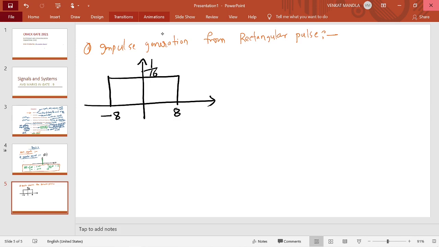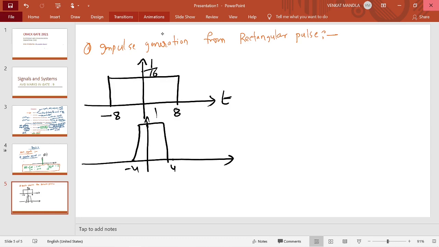So what do I have to do? This is the time axis. So in the time domain, this length from -8 to +8 should be decreased, so that you will get this width to 0. Until you get 0, that width should be decreased. First I will decrease this up to minus 4 to plus 4. Then what do you get? Minus 4 to plus 4 is a width of 8. So the amplitude you have to get is 1/8, which is greater than 1/16.